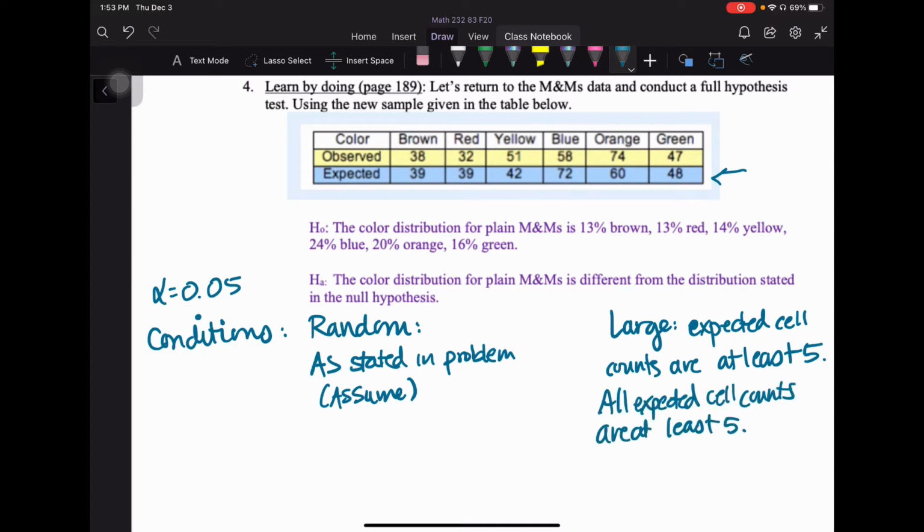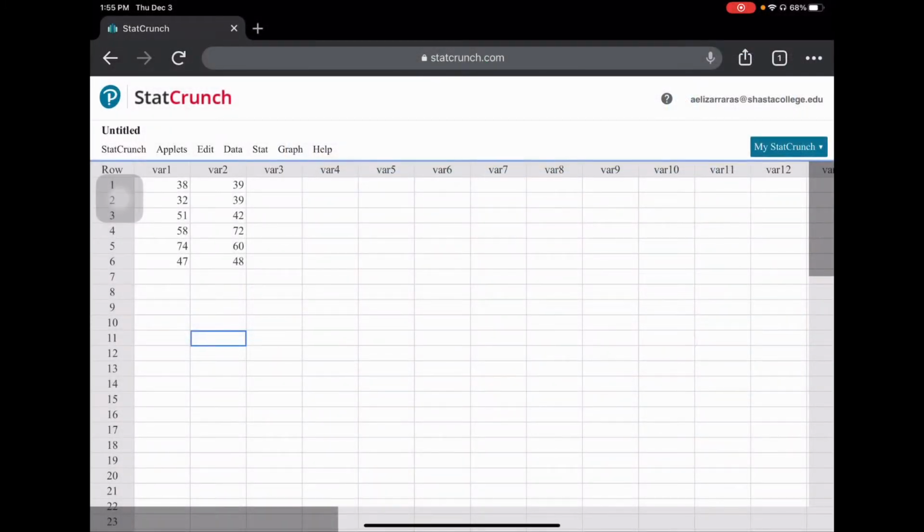Well, now we need to get our statistic. What's our chi-squared statistic? So we need to take this data and we're going to enter 2 columns in our chart for the chi-squared in StatCrunch. So let's do that now. All right, here we are in StatCrunch. I've entered the observed values into the first column. I've entered the expected values into the second column.